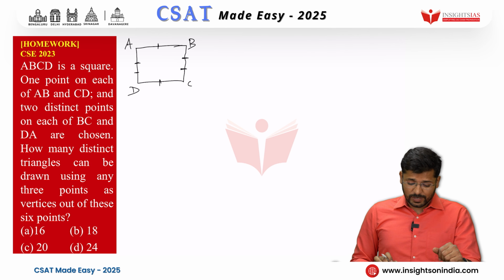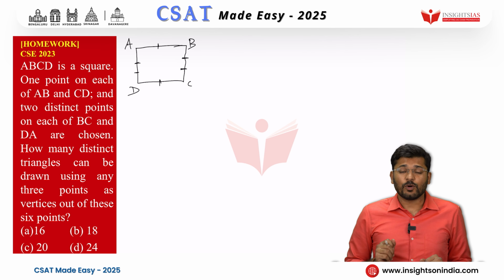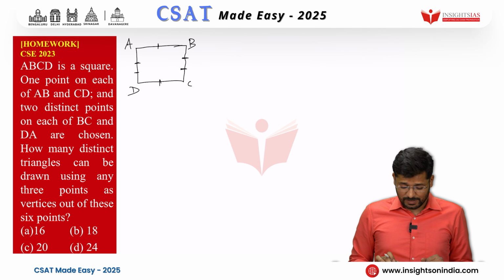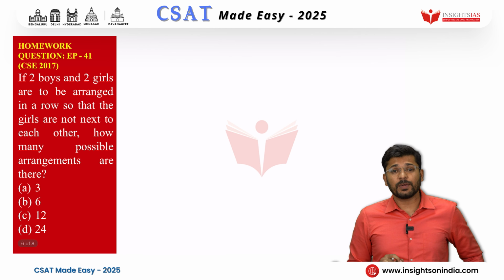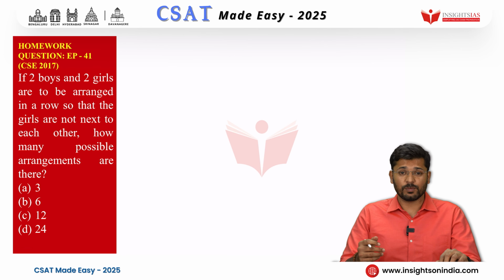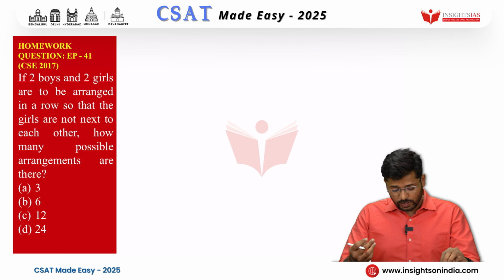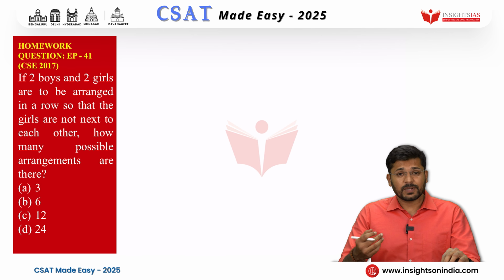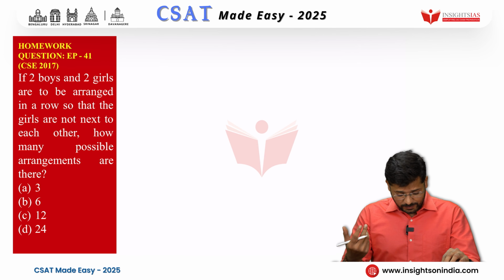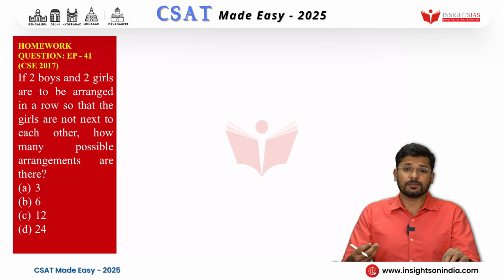Okay. Now it's time to answer the homework question of the previous class. Previous class, I mean episode 41. This was the question asked in episode 41. What was the question? It was a question on permutation. If 2 boys and 2 girls are to be arranged in a row so that the girls are not next to each other, how many possible arrangements are there?